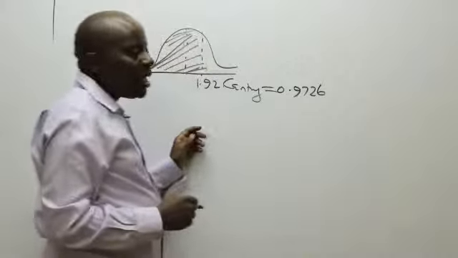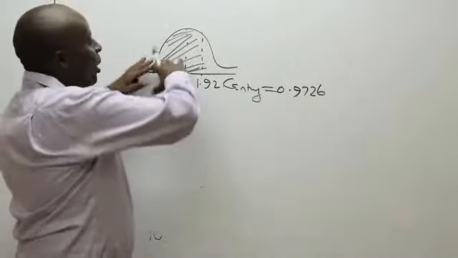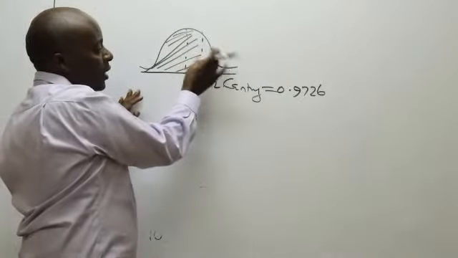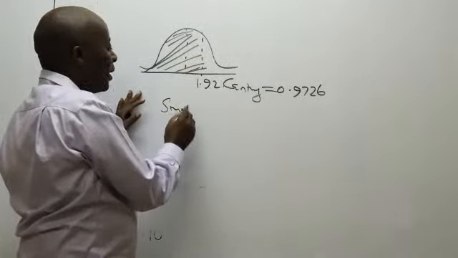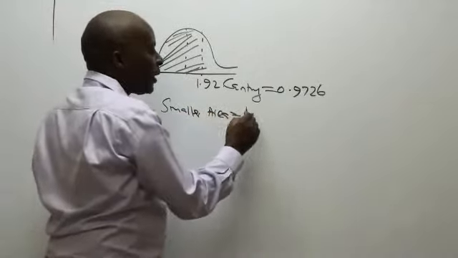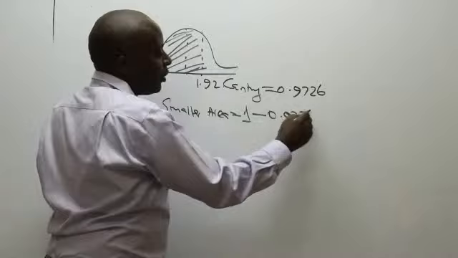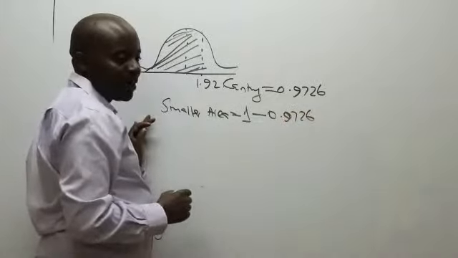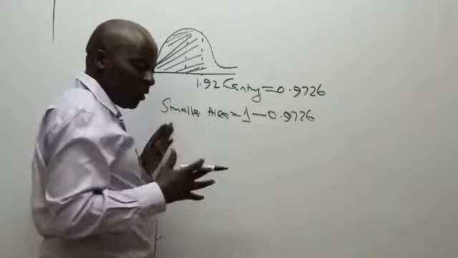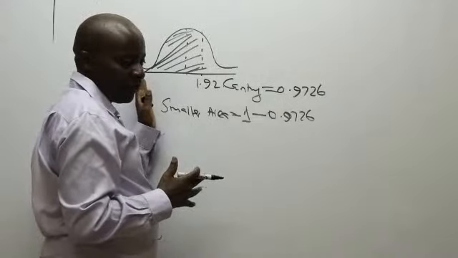Now, because this one here is cumulative, and you want the small area, which in our case was shaded, the smaller area will be obtained by taking 1 minus 0.9726. Now you work with 1, not 0.5, because yours is total cumulative from the beginning.